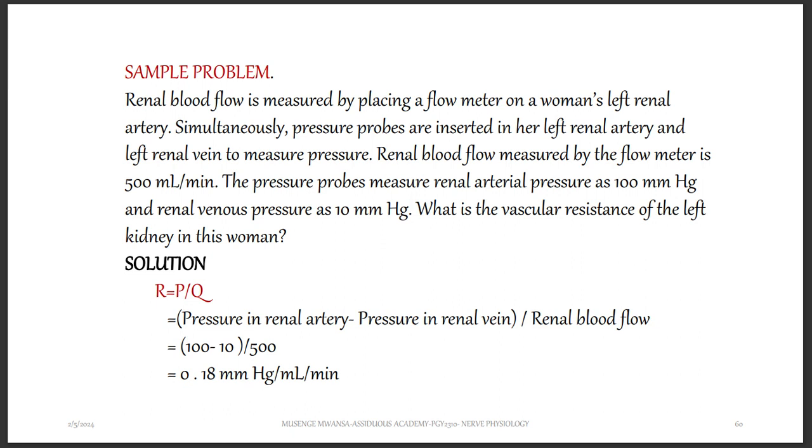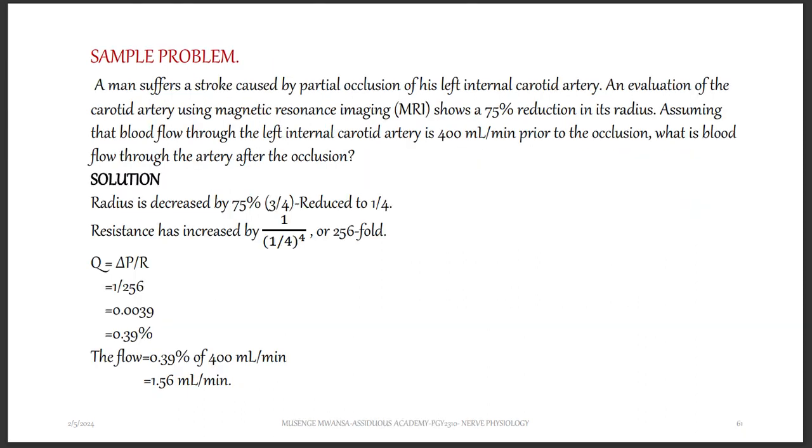How do you find that 500? You know that 25% of the cardiac output goes to the kidney. So if you say 25% and the total cardiac output is 5,000 mL or 5 liters, you can try to do that calculation. But in this question, we have already been given the renal plasma flow, so you don't even need to worry about that. So that will give you 0.18 millimeters of mercury per mL per minute.